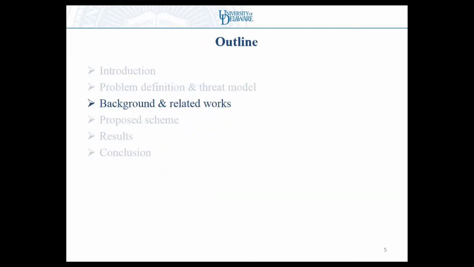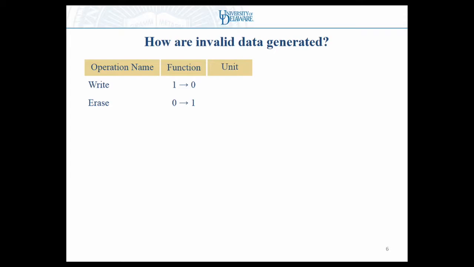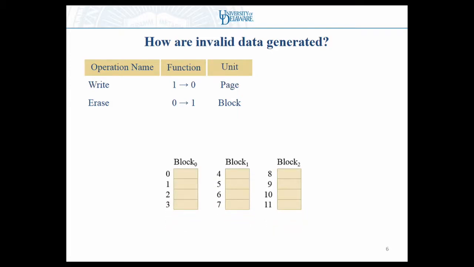Now let's see how this invalid data is actually created on SSDs. SSD has two basic operations, write and erase. Write changes ones to zeros, while erase changes zeros to ones. This can cause a problem when erase is done at the granularity of blocks, while writes are done at the granularity of pages. For example, if I have this kind of data on my SSD and I want to update something on block 0, I have to copy everything else somewhere, then erase the block, and then copy everything back to block 0, as well as a new version of the data, which means it's going to be very time-consuming and energy-consuming.